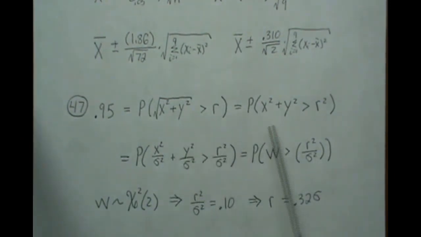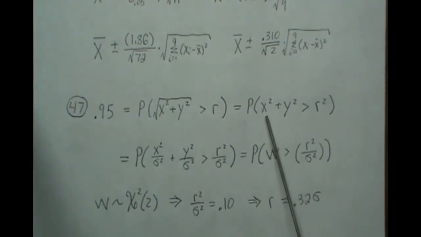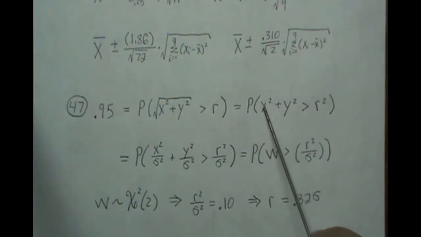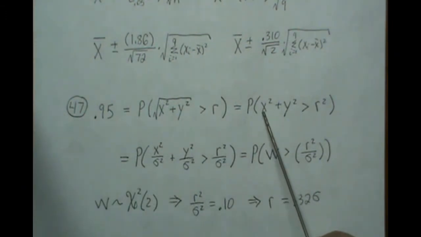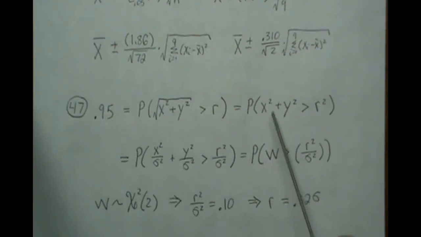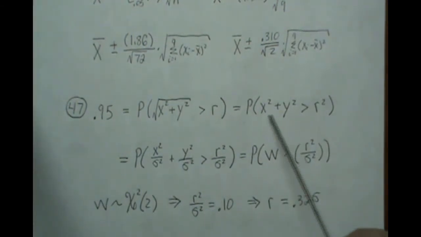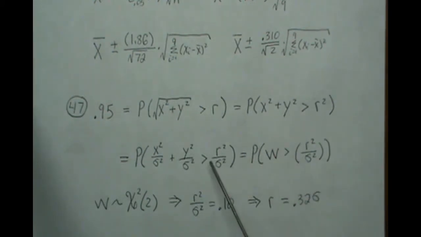Well, if we square both sides, we get this. And these are interesting because they're normally distributed. X and Y are normally distributed with mean 0, variance sigma squared. So if we take an x minus the mean divided by sigma, that's a standard normal. So if we were to square it, then it becomes a chi-squared. And x and y are independent. So if we divide everything by sigma squared, these become chi-squareds.